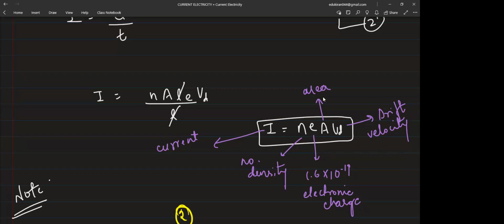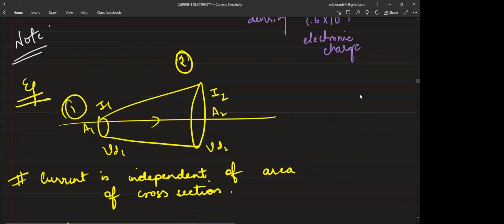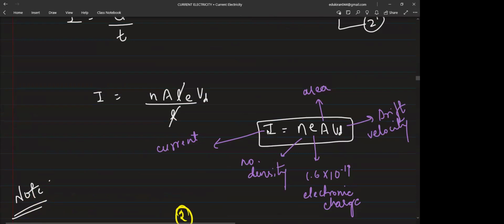But here is an exception which you have to remember. Though when you look at the formula, it appears that current is directly proportional to the drift velocity. So they should be equal, but current is independent of area of cross section. In this formula, current appears to be directly proportional to N, to E, to area and to drift velocity.